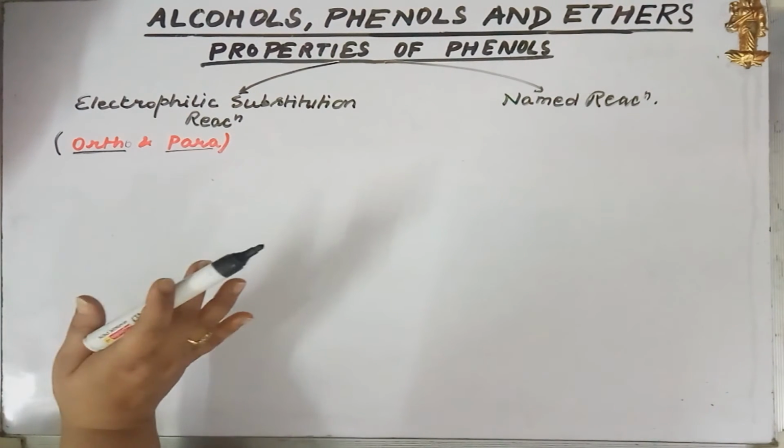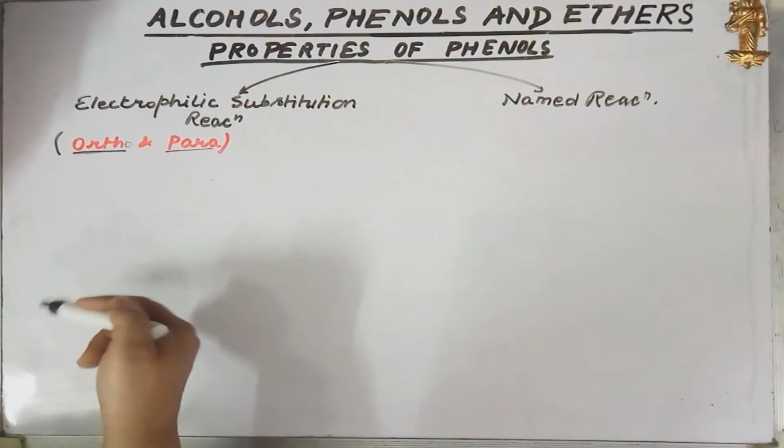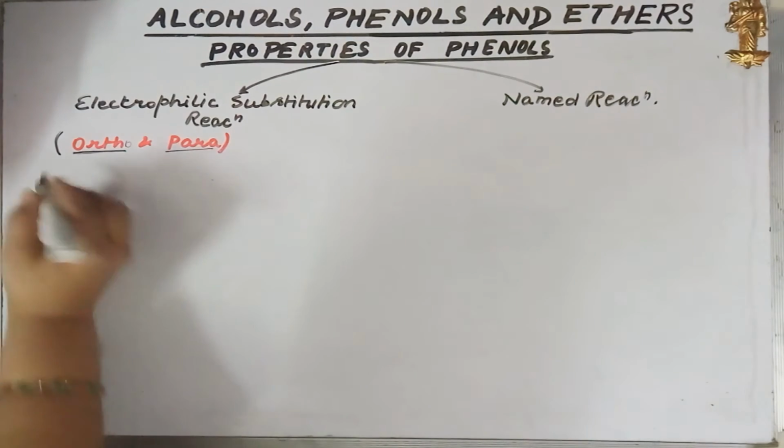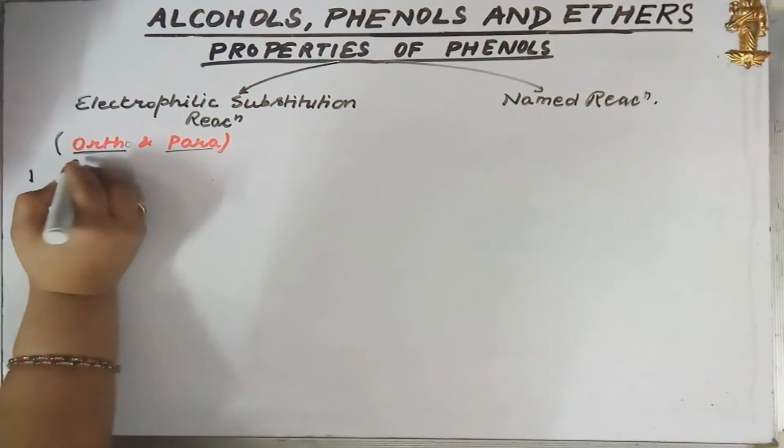So let us talk about bromination and nitration, which are the most important electrophilic substitution reactions. The first one is bromination.